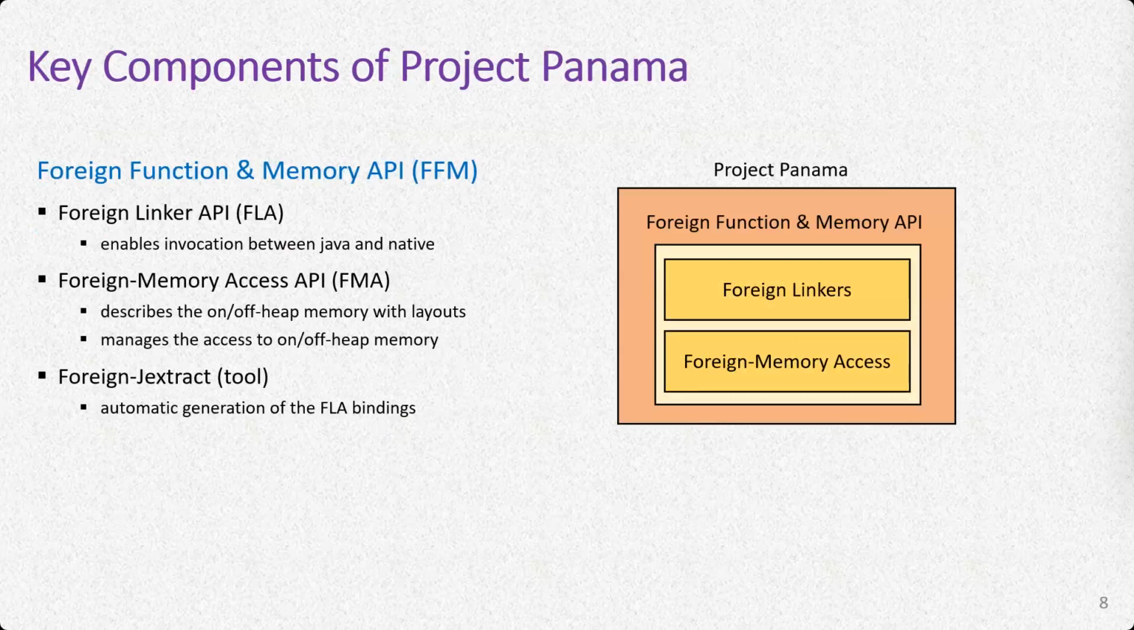Naturally, the biggest part of this project is the foreign function and memory APIs, which include the foreign linker and foreign memory access. The foreign linker APIs enable the invocation between Java and native, which is something equivalent to JNI. And the foreign memory APIs are in charge of the off-heap native memory, in which the memory is described by a layout. There's an FFI-specific tool called jextract, which is used to generate the method handle binding code from native headers.